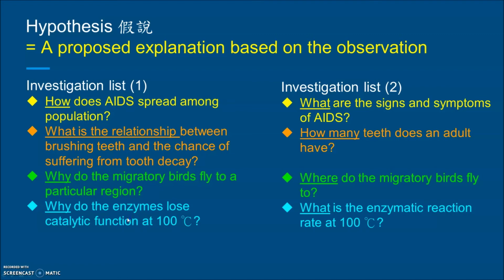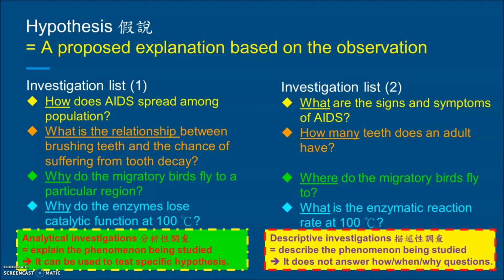And actually what we are going to investigate is the reason behind. And on the right hand side, what is the enzymatic reaction rate at 100 degrees Celsius? So that means we have an enzyme, and we put it with the substrate at 100 degrees Celsius, and then we investigate the reaction rate at 100 degrees Celsius. So by reading these two lists, I think you start having a sense of these two types of experiment.